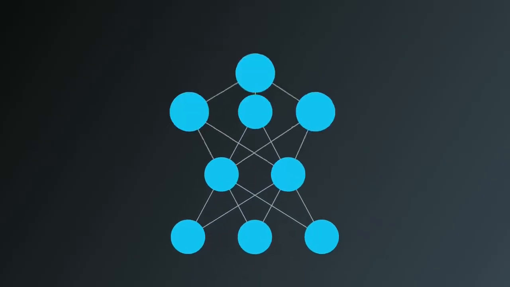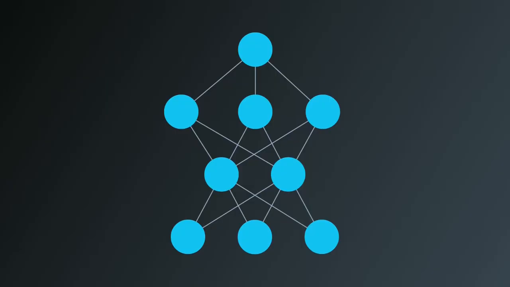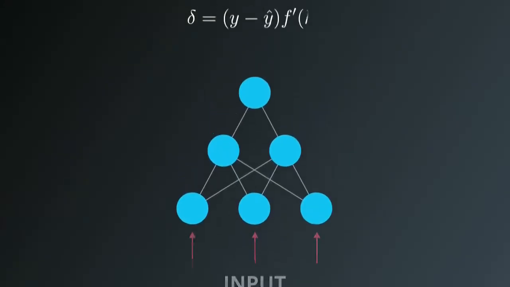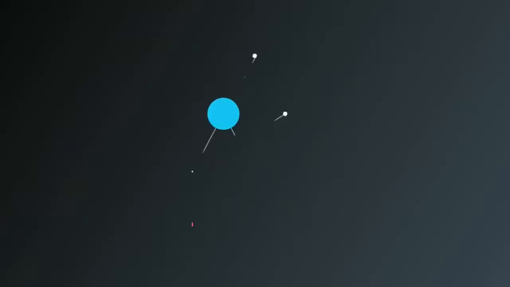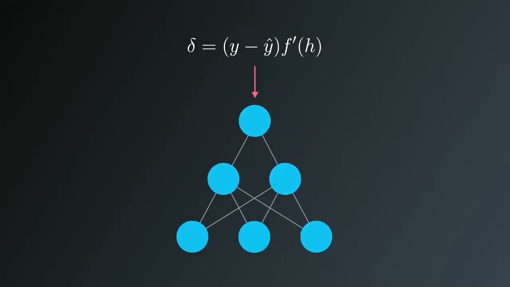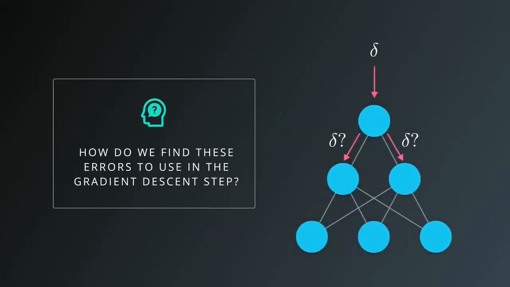Stacking more and more layers like this helps the network learn more complex patterns. This is where deep learning gets its name from, and what makes it so powerful: deep stacks of hidden layers. Now we're dealing with multiple layers, and we'd still like to train the network with gradient descent. From before, we know how to calculate the error in the output node. We can use this error with gradient descent to train the hidden to output weights. But to train the input to hidden weights, we need to know the error caused by the units in the hidden layer. How do we find these errors to use in the gradient descent step?